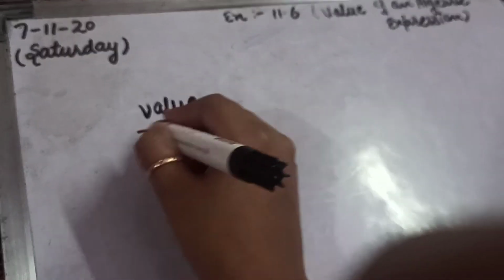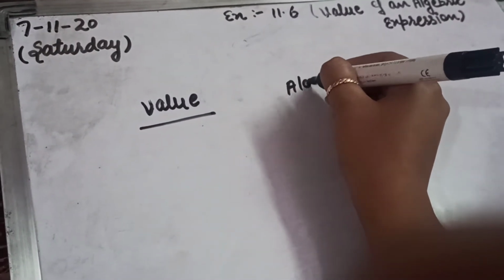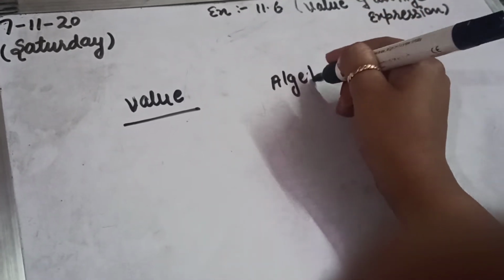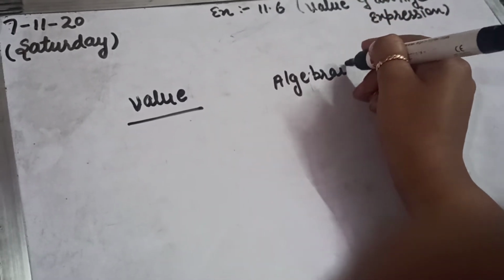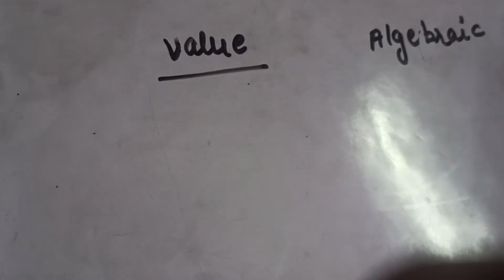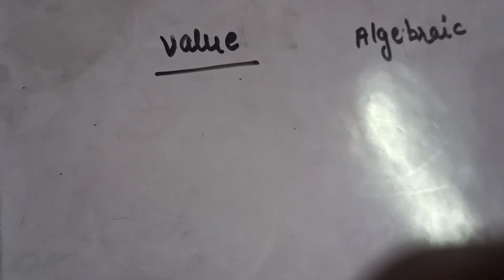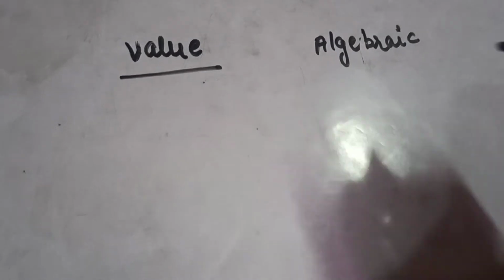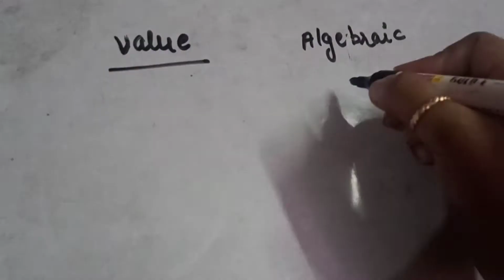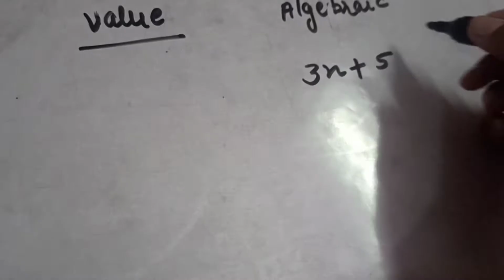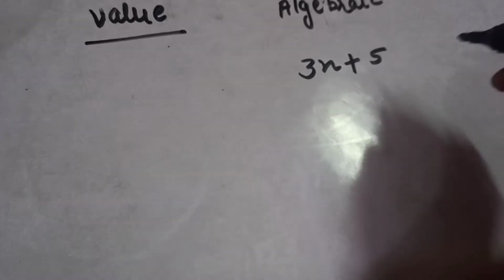See, everyone knows what algebraic expressions are, right? These expressions are also mathematical expressions with variables, like 3x plus 5. So this is an algebraic expression, right?